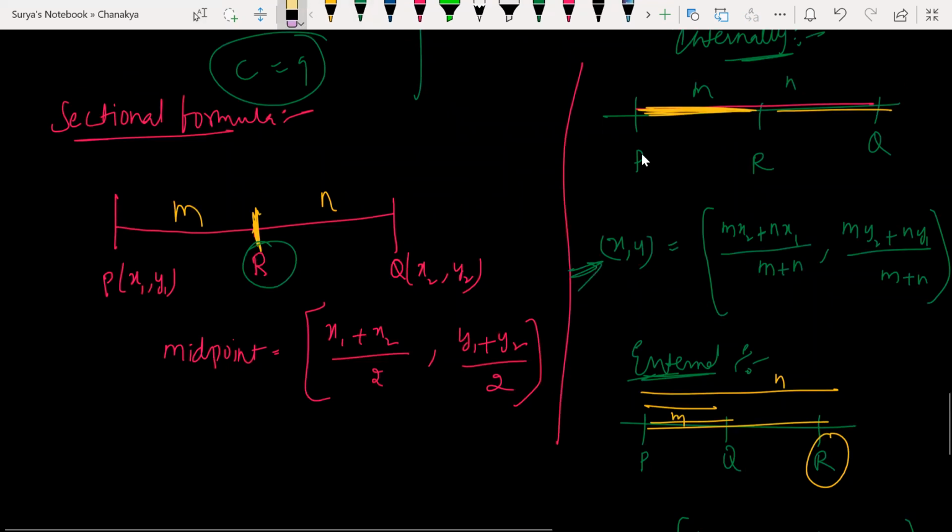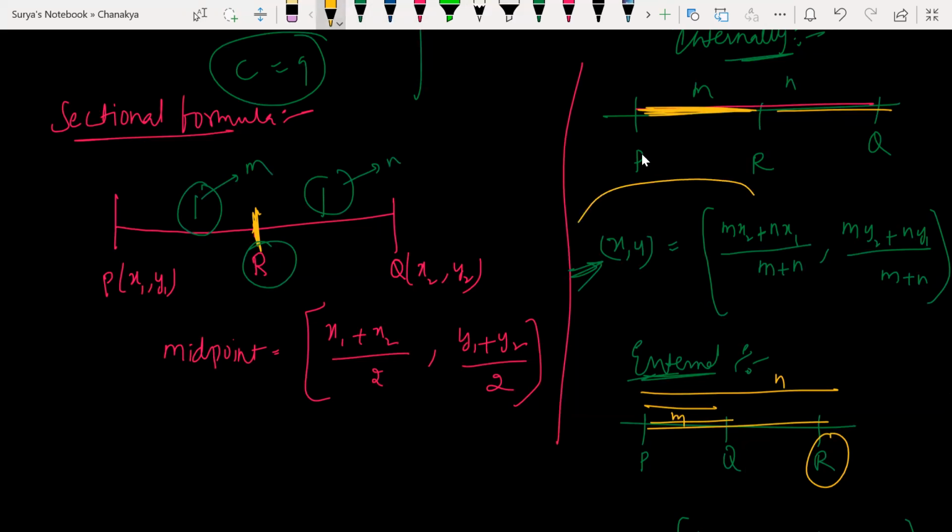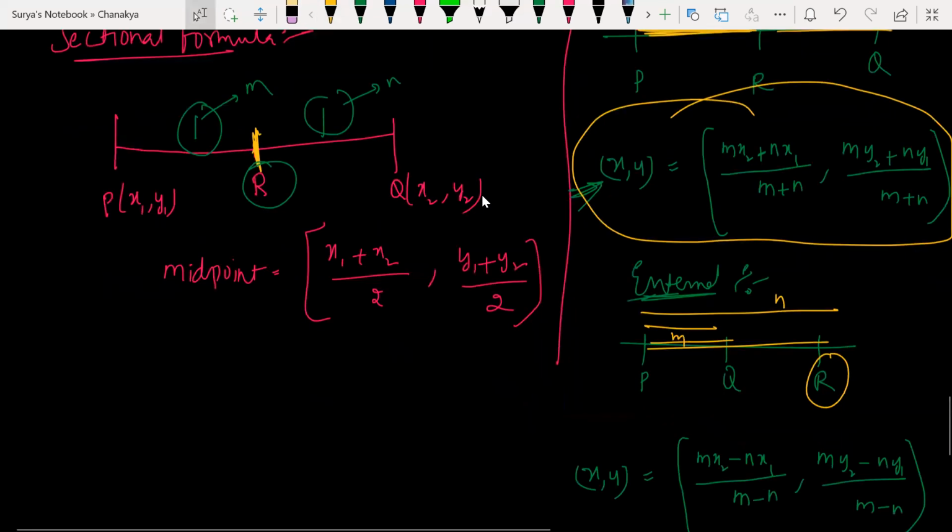What does midpoint mean? Dividing a line exactly in the middle with equidistance. Yes or no? Which means let's say that this is 1 unit, this is 1 unit. Understood? Which means here m is 1, and n is 1. Now straight away substitute in this formula. Internal divide only, right?